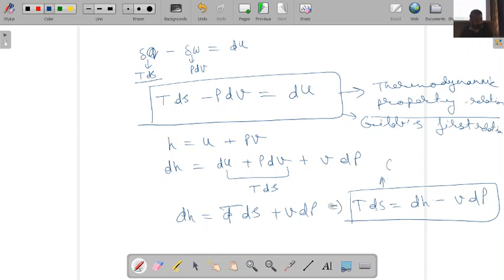And the second one is known as Gibbs second relation. Whenever we integrate these equations, it will be in order to obtain the entropy change for a gaseous substance. That part I will take up in the next lecture.